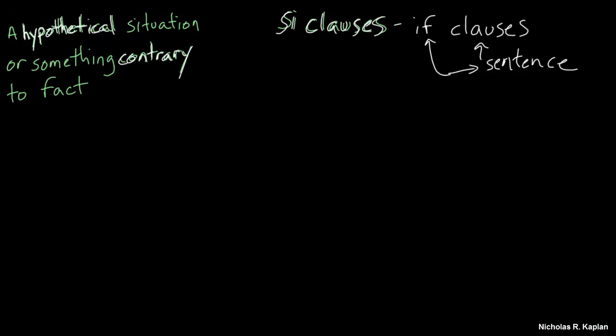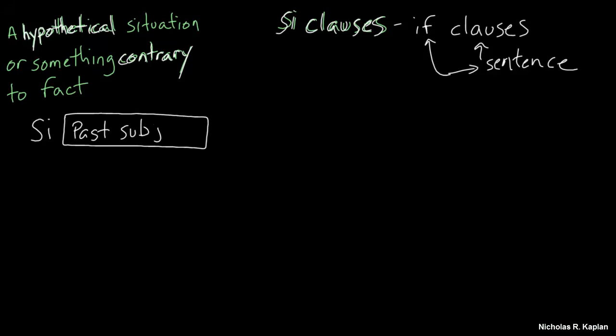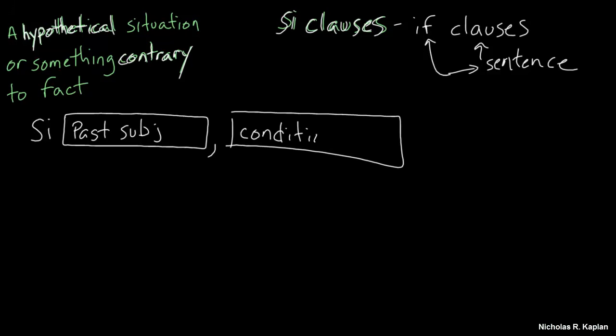All right, well, what do we need? We need a couple things. We need an if. And we're going to have our first verb right next to the if that will be in the past subjunctive. We'll have a comma, and then our second verb we will put into the conditional. And if you need a review on how to form those verb tenses, there are some other videos that you can look into.